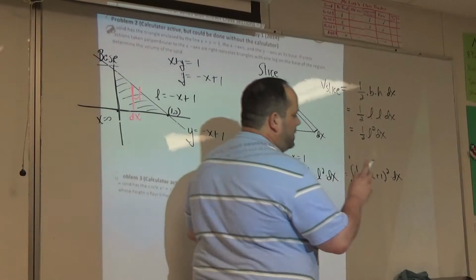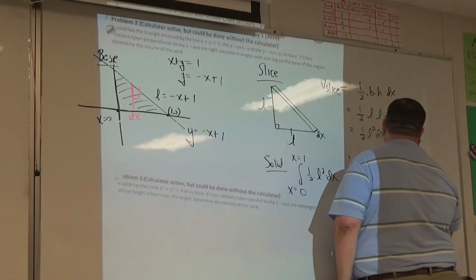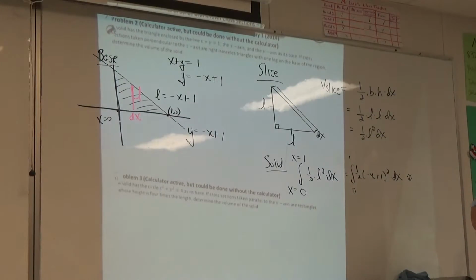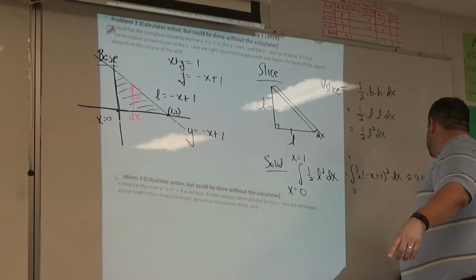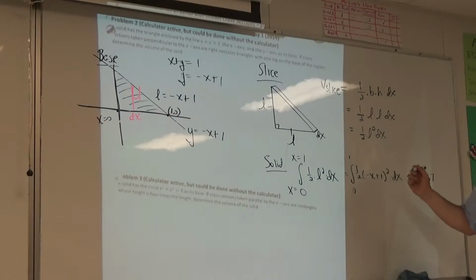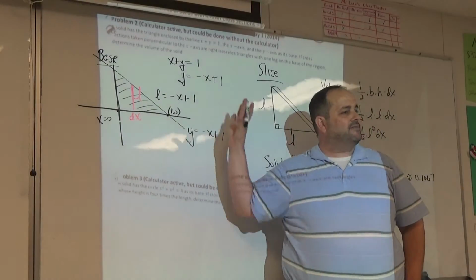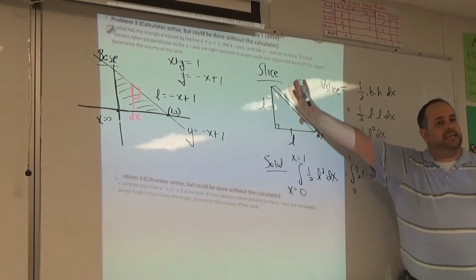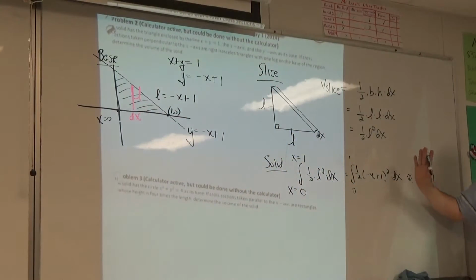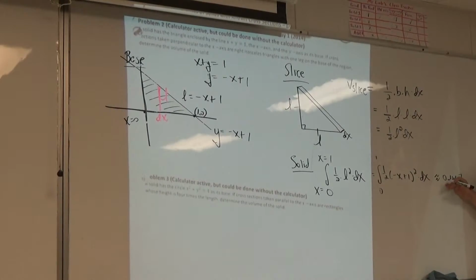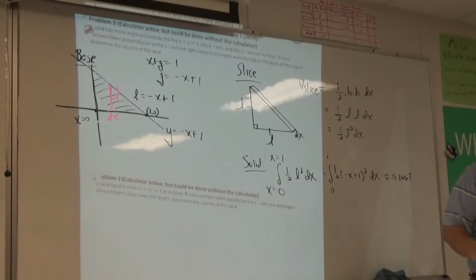Jasmine, what are you getting for a number? 0.1667. Anybody else? 0.1667? Okay. Really today, I just want to focus on the geometry of the base, the slice, and get over to the solid. Tomorrow, we're going to take away the calculator, so we can focus on the new calculus skills. All right, some of you guys can do the third one.